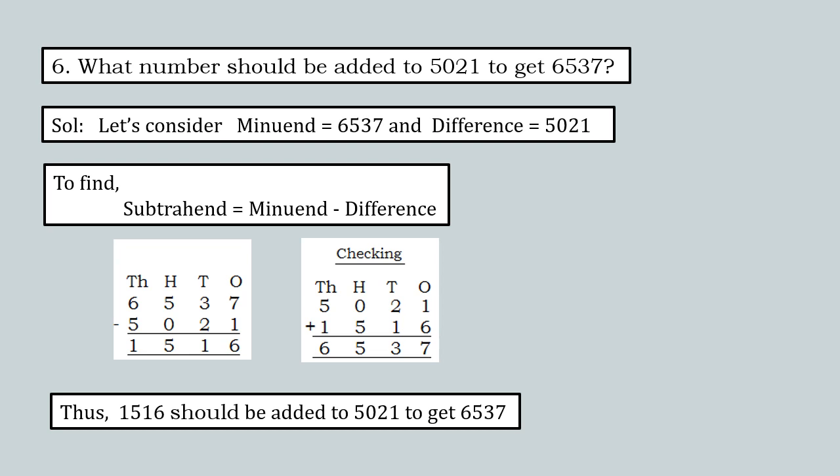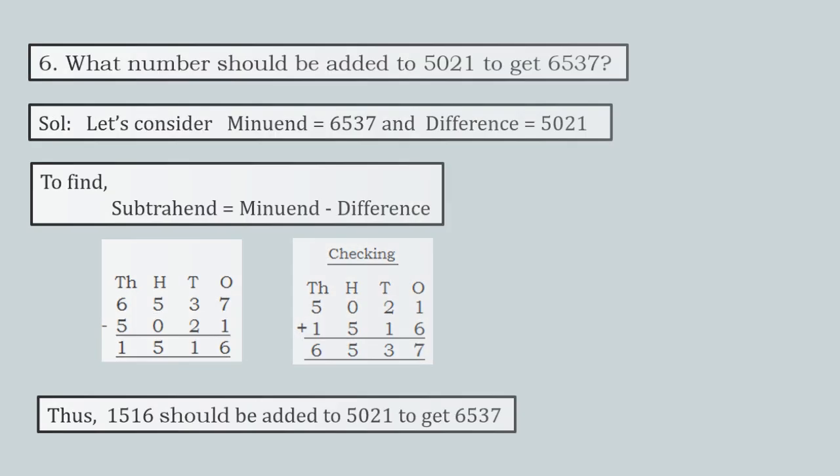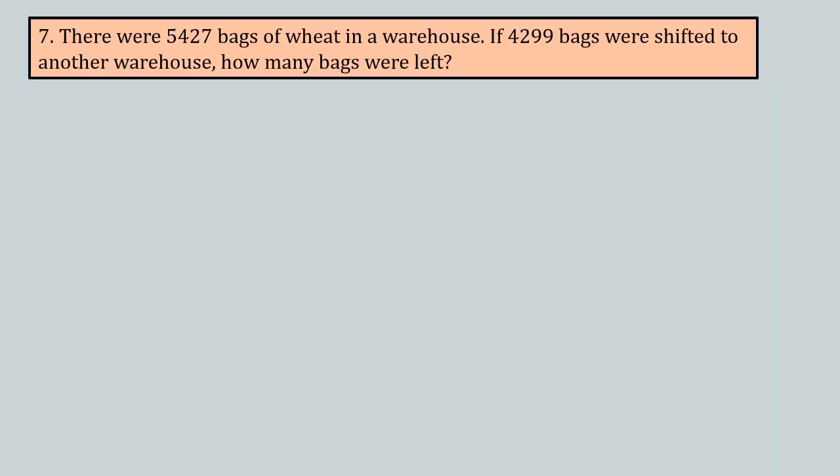Let's read the 7th word problem carefully and understand. There were 5,427 bags of wheat in a warehouse. If 4,299 bags were shifted to another warehouse, how many bags were left? Let me explain what a warehouse is. It is a large building where manufactured goods are stored before they are sold. I repeat, a warehouse is a large building where manufactured goods are stored before they are sold.